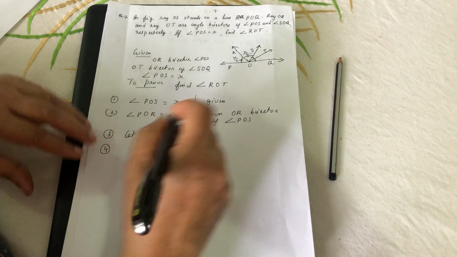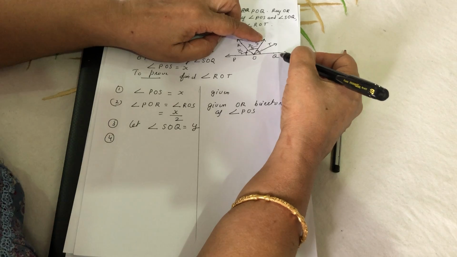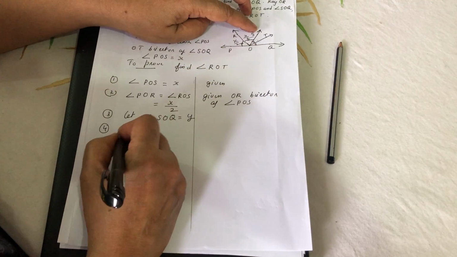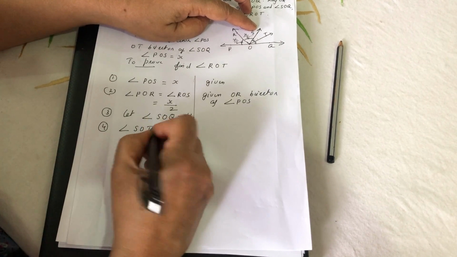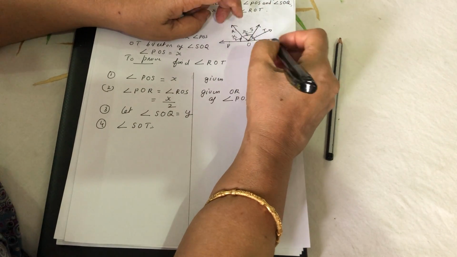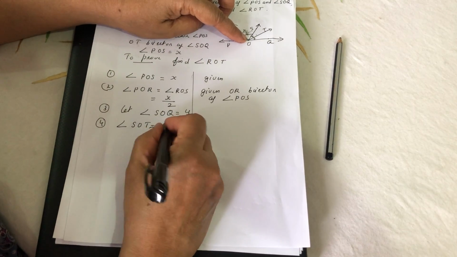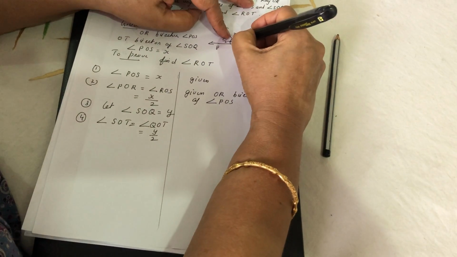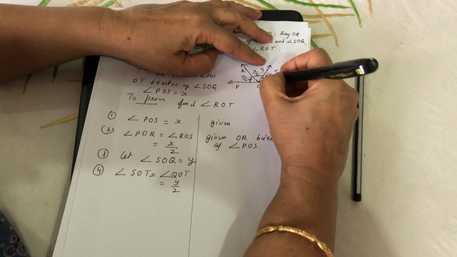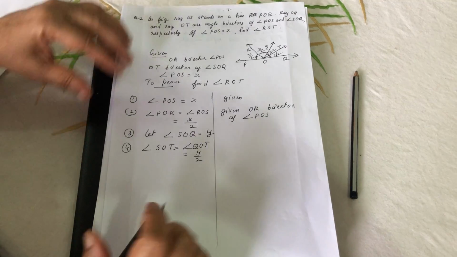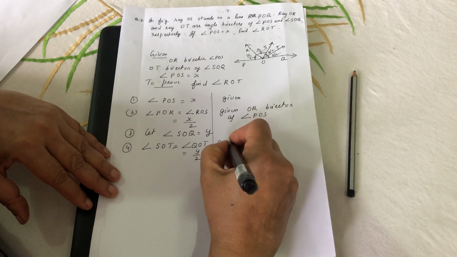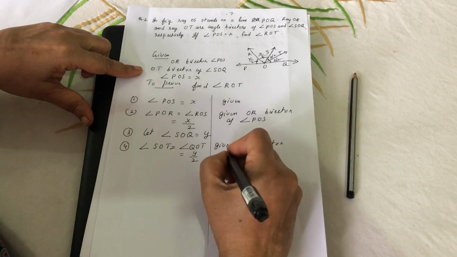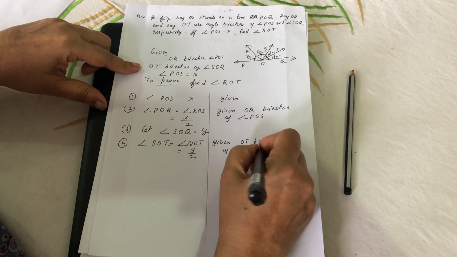Then fourth step, if angle SOQ is y, OT is the bisector. So what is angle SOT? SOT is equal to angle QOT, equal to y by 2. So this is y by 2 and this is also y by 2. Therefore, here it is given OT is the bisector of angle SOQ.